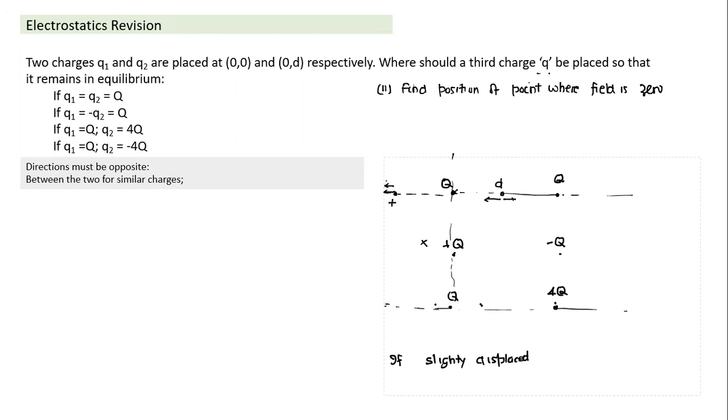Charges are of the same sign. It cannot be here, it cannot be here. It has to be in between the two. And the third charge should be nearer to the smaller charge. It will always be nearer to the smaller charge.